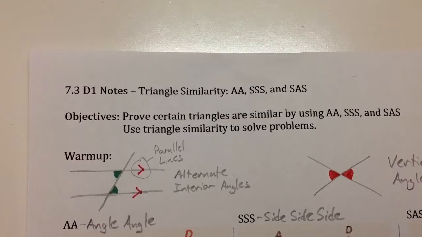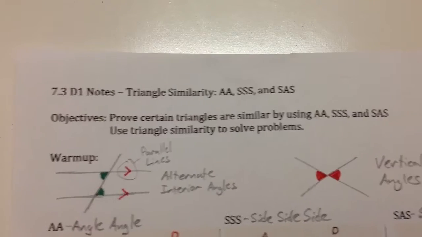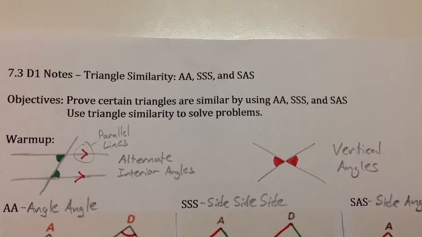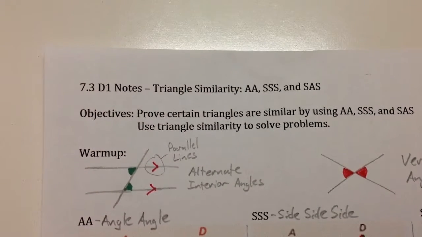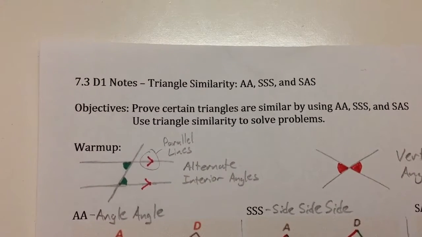This is 7-3 day 1 triangle similarity: angle-angle, side-side-side, and side-angle-side. So our objectives here: we're proving that certain triangles are similar by using angle-angle, side-side-side, and side-angle-side, and then using triangle similarity to solve some problems. So starting with the proofs for day 1.